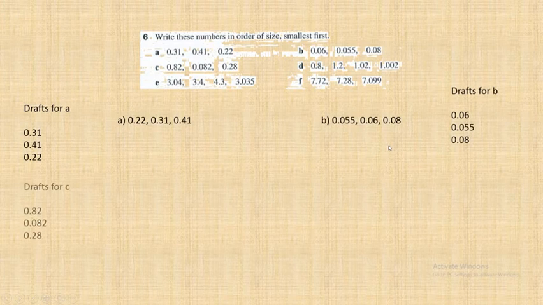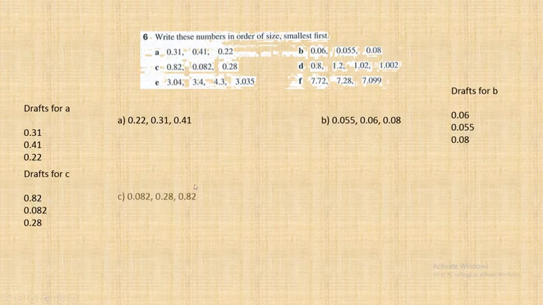Okay, question number C. Let's make the draft first. 0.82, 0.082, and 0.28. So 0, 0, 0, and then I will go next door, which is going to be 8, 0, 2. So the smallest one here is 0.082, which is going to be the first one. And after that, I will go for the next one here. It's going to be 0.28, and at the end, I will write down 0.82.